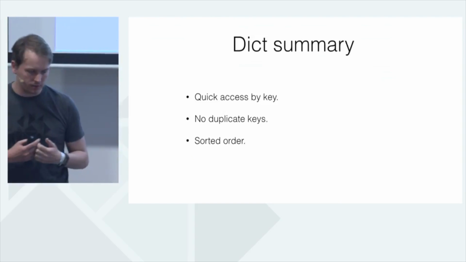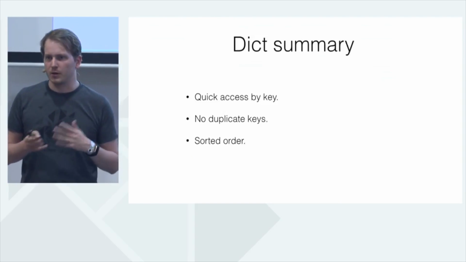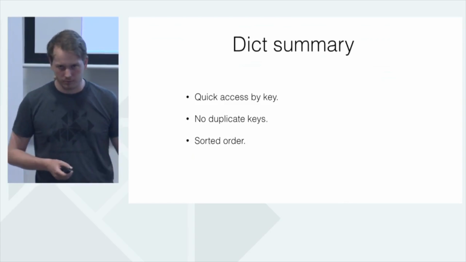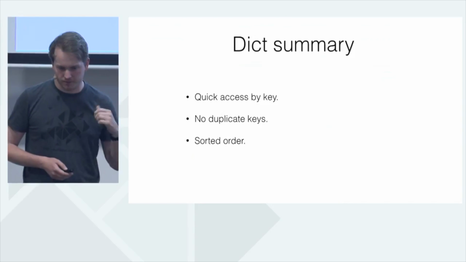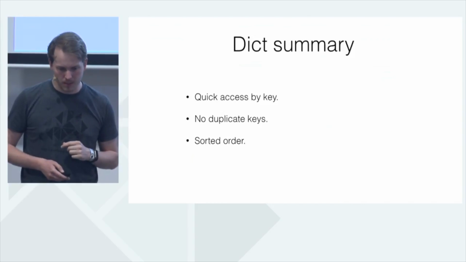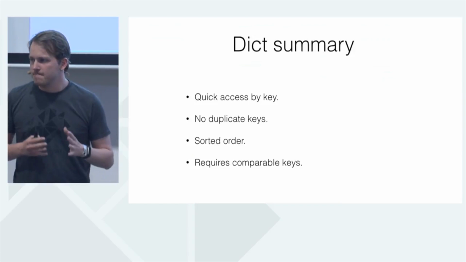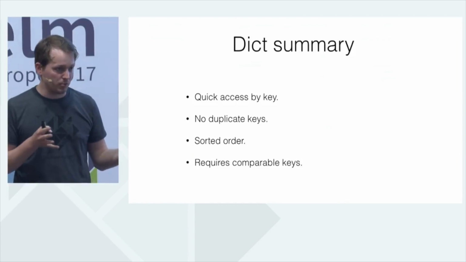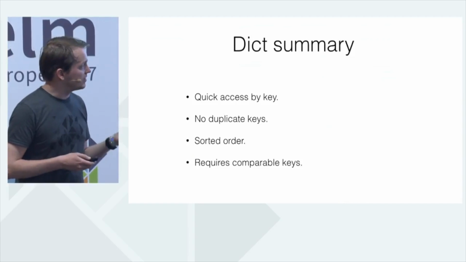And as a result, all the keys are in sorted order. So if anyone wondered why fold left or something would go through keys in alphabetical order or numerical order, it's because of the way you arrange things. And yeah, it requires comparable keys. In Elm, in contrast to many other languages, you can't extend the definition of comparable. So this actually becomes a limitation.